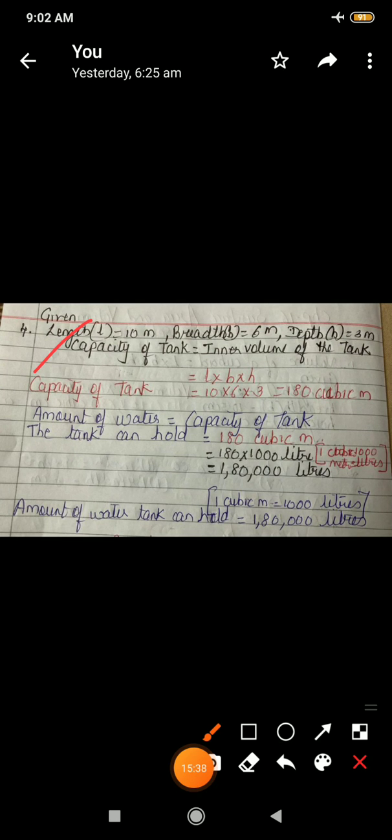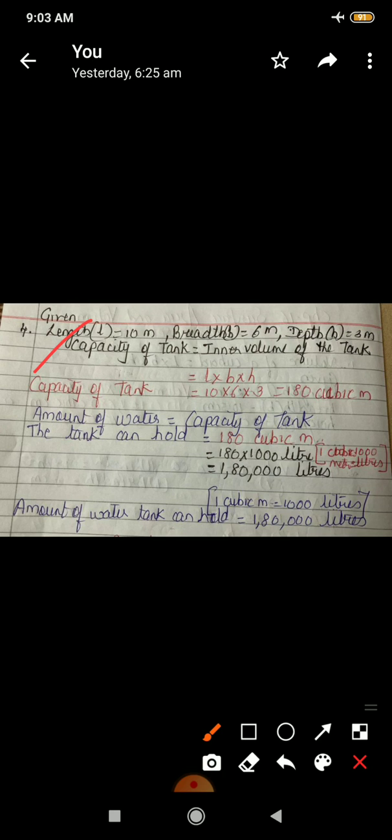Now here, for rainwater harvesting, a tank of length 10 meters, breadth 6 meters and depth 3 meters is built. What is the capacity of the tank and how many liters of water can it hold? So here you can see the length of the tank is 10 meters, breadth 6 meters, depth 3 meters.